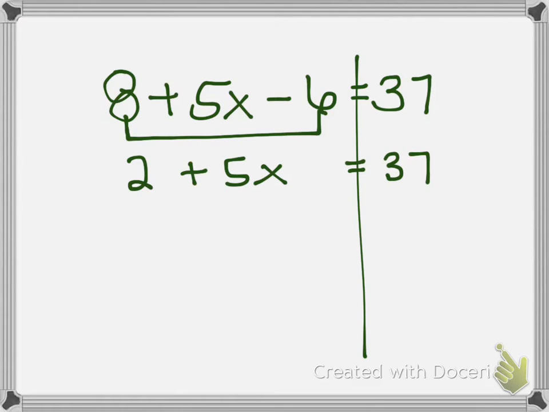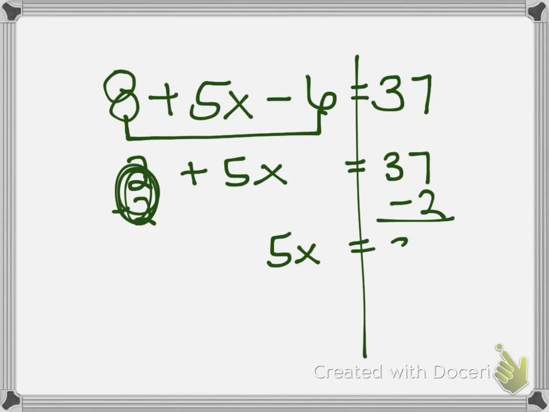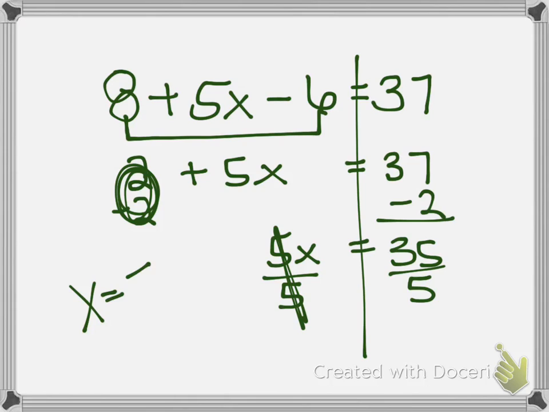Again, I need to get my 0, and I need to get rid of the 2 and the 5 because the x wants to be alone. So I get rid of the 2 first to get 0. I got 35, and I get rid of the 5 next. It's timesing, we divide. 5 over 5 is 1, and x is 7.